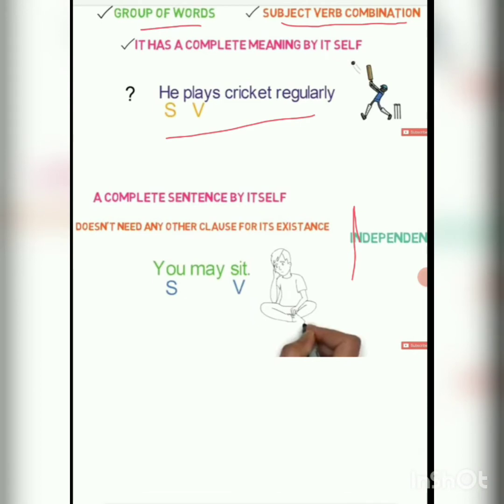Children, clauses, we have two types: independent clause and dependent clause. Children, an independent clause can also be called a main clause or principal clause. And in an independent clause, we have a subject-verb combination, and it can stand by itself. That means it gives us a complete sense, and it can stand alone for its existence.